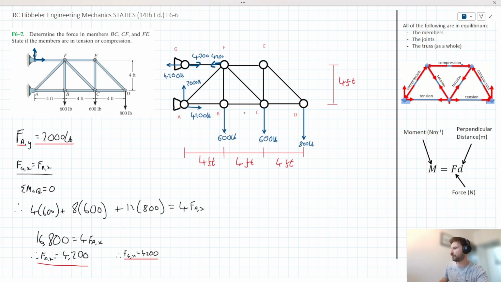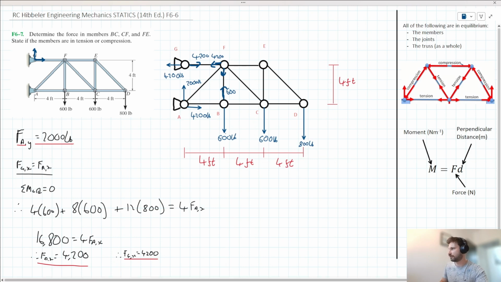I'd also look at point B. We note that we've got a 600-pound force acting down. The only thing that could counter that would be BF. So we must have a 600-pound force acting up there as well. And then since member BF is in equilibrium, we can add a 600-pound force acting down at point F as well.